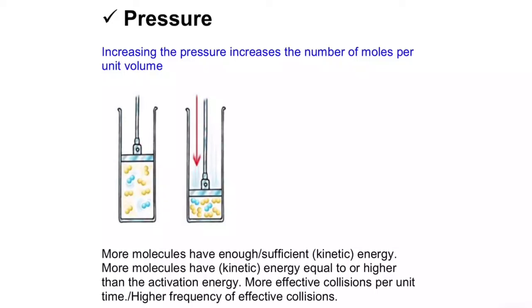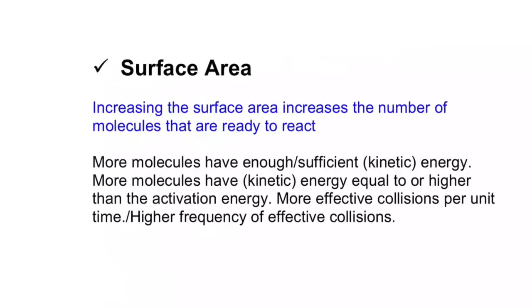So they will be most likely to collide because they're in a very small volume compared to when they are, let's say this is A, compared to when they are in A, right? In B, they are most likely to collide because that is very small. So what does the collision theory say? More molecules have enough or sufficient kinetic energy. More molecules have kinetic energy equal to or higher than the activation energy. More effective collisions per unit time. Let's talk about surface area.